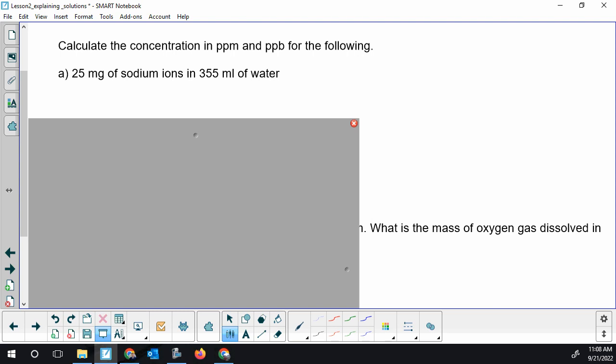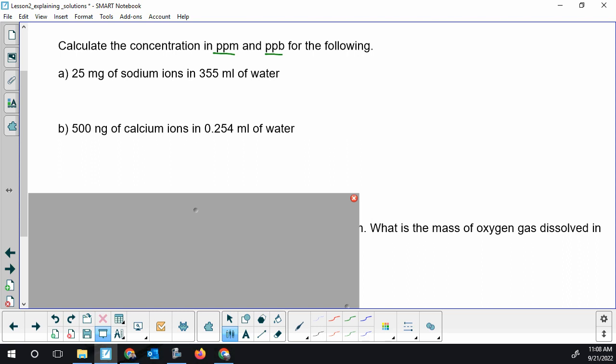So this is going to be a question for you to work on. I'm just going to help set this up a little bit. The first one you're going to do is tell me the parts per million and parts per billion. You're going to have to do some unit conversions for 25 milligrams of sodium ion in a maybe typical water bottle, 355 mL. And then second, 500 nanograms of calcium in a tiny little bit of water, about a quarter milliliter of water.